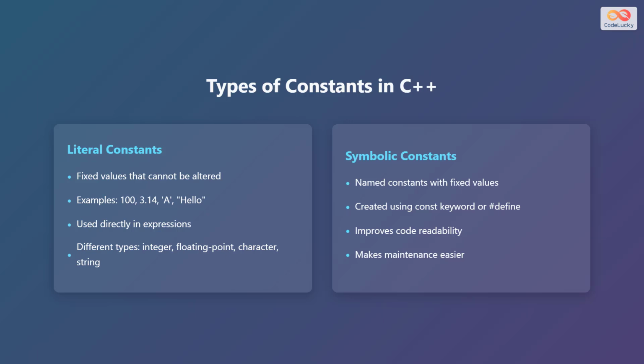Secondly, we have symbolic constants. Symbolic constants are named constants that hold fixed values. These are created using the const keyword or the #define preprocessor directive. Symbolic constants improve code readability and make maintenance easier by allowing you to refer to a value by a meaningful name.